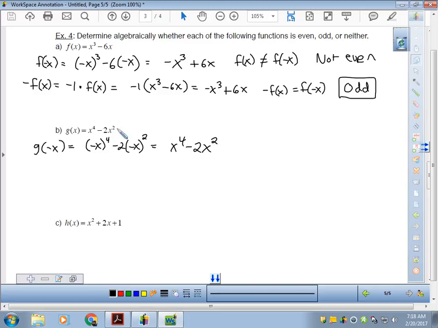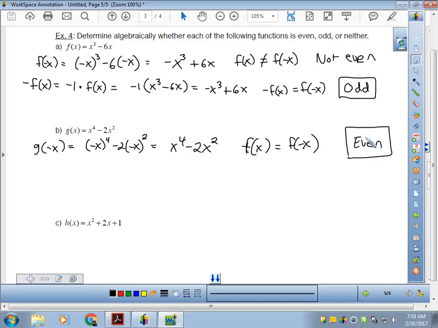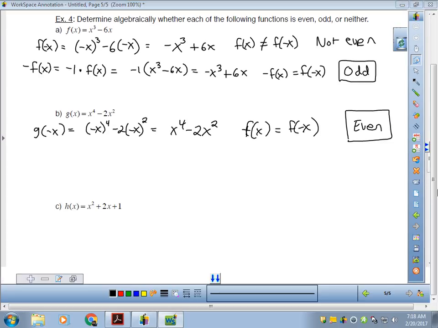Take that, compare it to the original. Are these two the same? Yeah, these two are exactly the same. So we can say, f of x does equal f of negative x. And since they are equal, that tells us this function is even. We don't have to do any more work because we proved that it was even already.